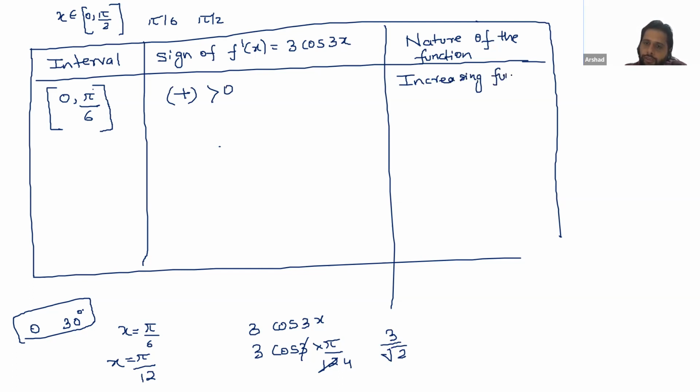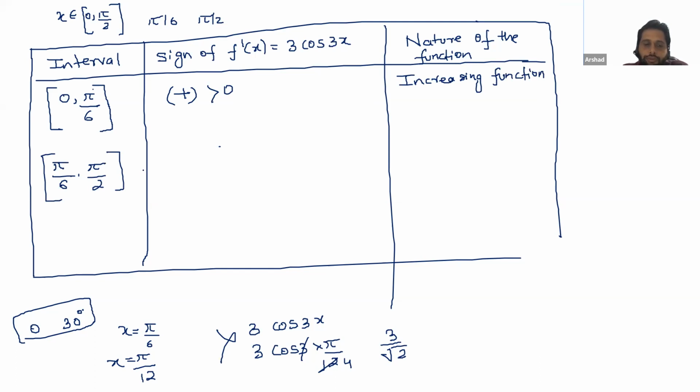Even if you get a rough idea that this is positive, that is also fine. There's no need to show this in your exam. Next, we have pi by 6 to pi by 2. Again, both are closed intervals.